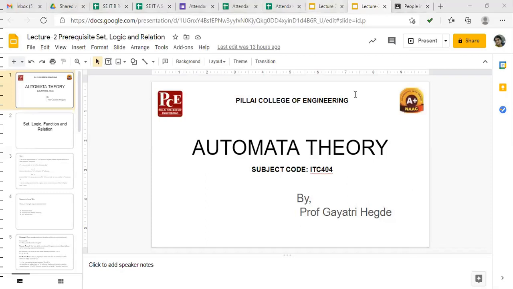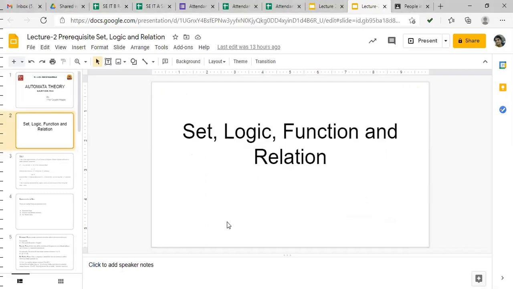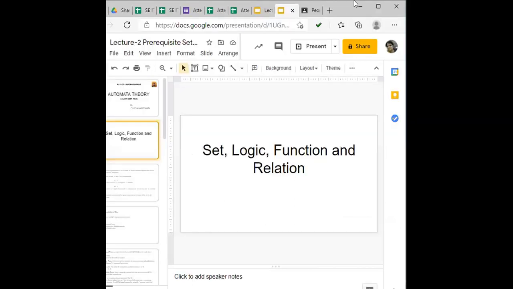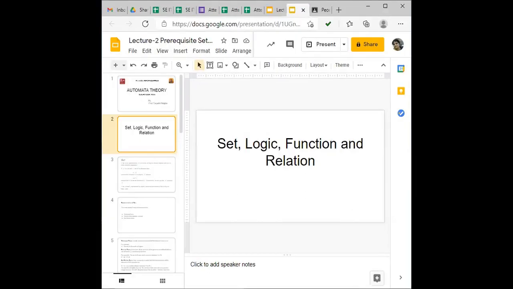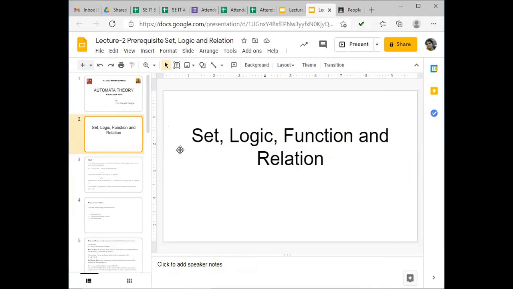Okay, so we'll move on to our next topic, that is the prerequisite in your subject: set, logic, function, and relation. Students, I hope you know what exactly this is. Have you studied this? Have you come across what is a set, operations on sets? Yes? Okay.